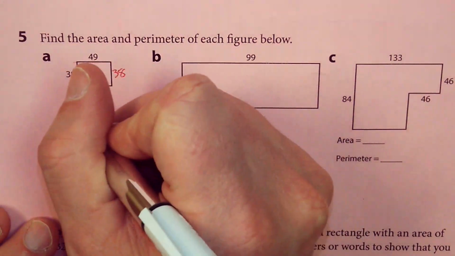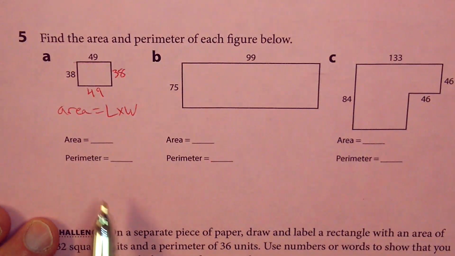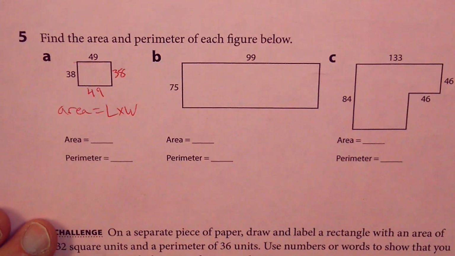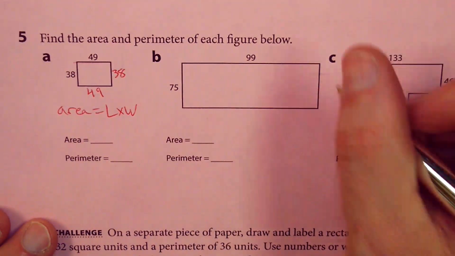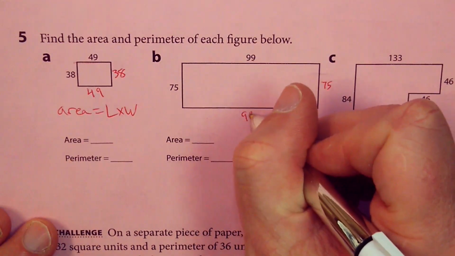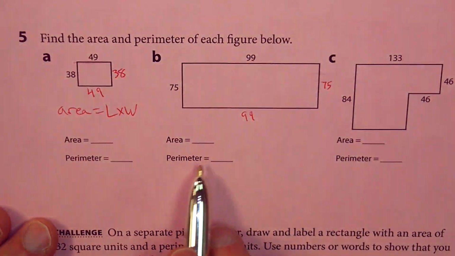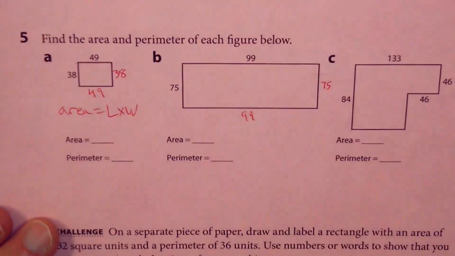To get area, got to write this in. Length times width. Okay, so you're going to take 38 times 49. It's going to be a big number. Okay, same thing happens here. Make the opposite sides match. 75, 75. Top and bottom are going to be 99. Add up all 4 to get the perimeter. Multiply the length and the width to get area.